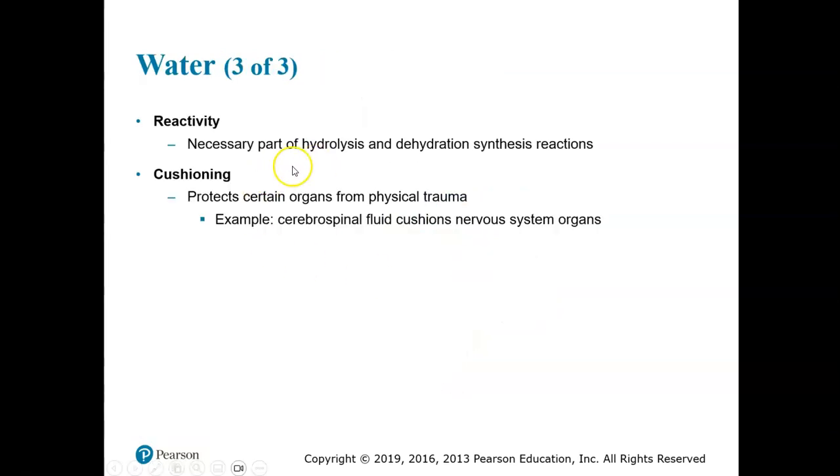Water is also highly reactive. It is a component of hydrolysis and dehydration reactions. Remember, hydrolysis is our breakdown reactions. Dehydration reactions are our synthesis or building reactions. And water is a cushioning agent. For example, cerebrospinal fluid, or CSF, cushions our brain and our spinal cord.